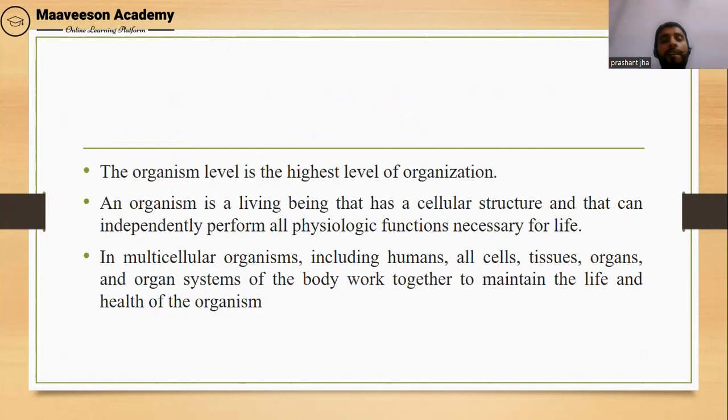The organism level is the highest level of organization. An organism is a living being that has a cellular structure and that can independently perform all the physiological functions necessary for life. In a multicellular organism, including humans, all the cells, tissues, organs, and organ systems of the body work together to maintain the life and health of the organism.